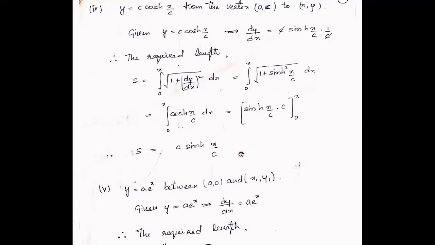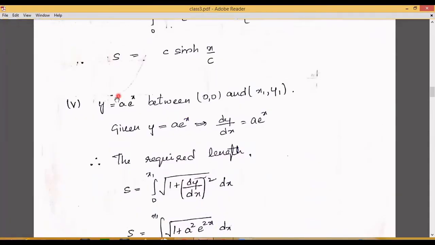Now moving on to the next problem, that is y is equal to a e power x between 0, 0 and x1, y1. Here also I have differentiated with respect to x and found out what dy by dx is. See here, a is constant, and the derivative of e power x is e power x. This is all about dy by dx. Now I have substituted this dy by dx in the formula, and the limit for x is 0 to x1.